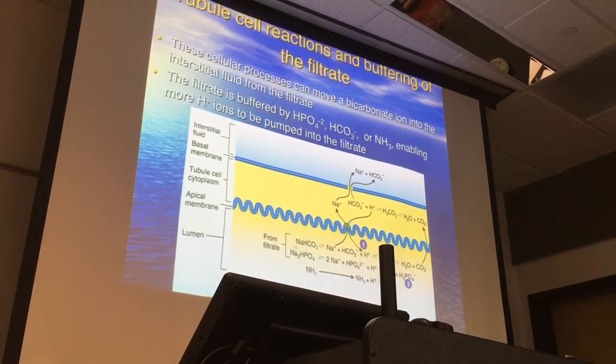In which part of the tubule does it happen? This is happening mostly in the distal convoluted tubule. In the proximal convoluted tubule, we have this going on, but it doesn't excrete as many hydrogen ions as can the distal convoluted tubule. Yes?